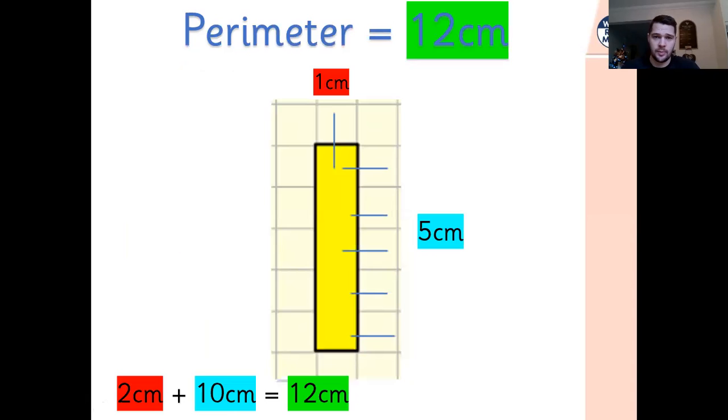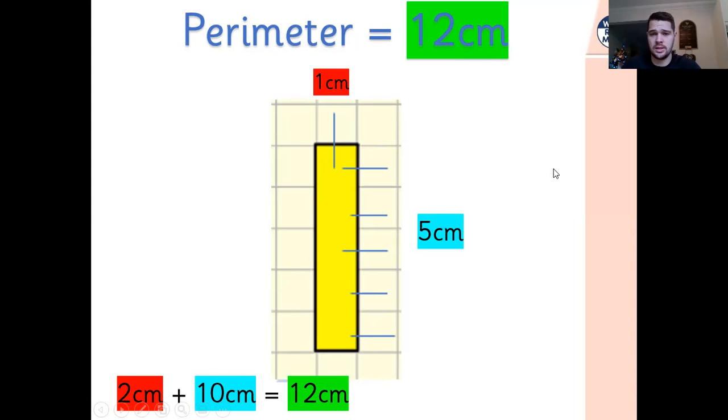I did discuss earlier with perimeter how you can just calculate one side of regular shapes that have parallel sides. So if my width here is 1 centimeter, I know that my width here is also going to be 1 centimeter. If this length is 5 centimeters, I know that this length is also going to be 5 centimeters. So to calculate the perimeter of this rectangle, I have 1, 2 centimeters plus 5, 10 centimeters. So I have 12 centimeters.